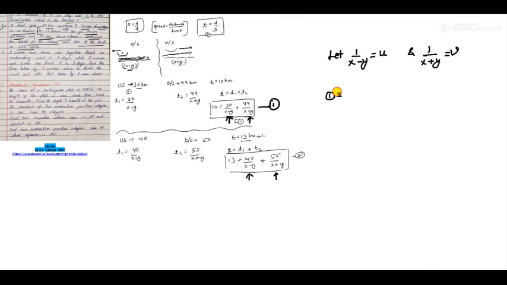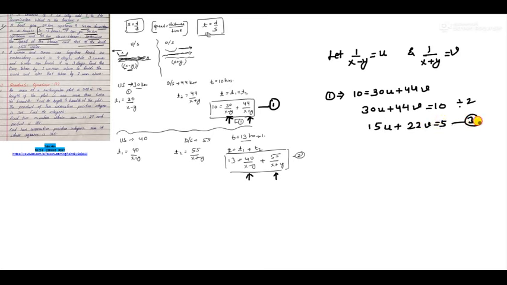So equation 1 becomes what? It becomes 10 equals 30u plus 44v. You can also write this as 30u plus 44v equals 10. You can divide throughout by 2. So you'll get 15u plus 22v equals 5. This is your equation number 3.